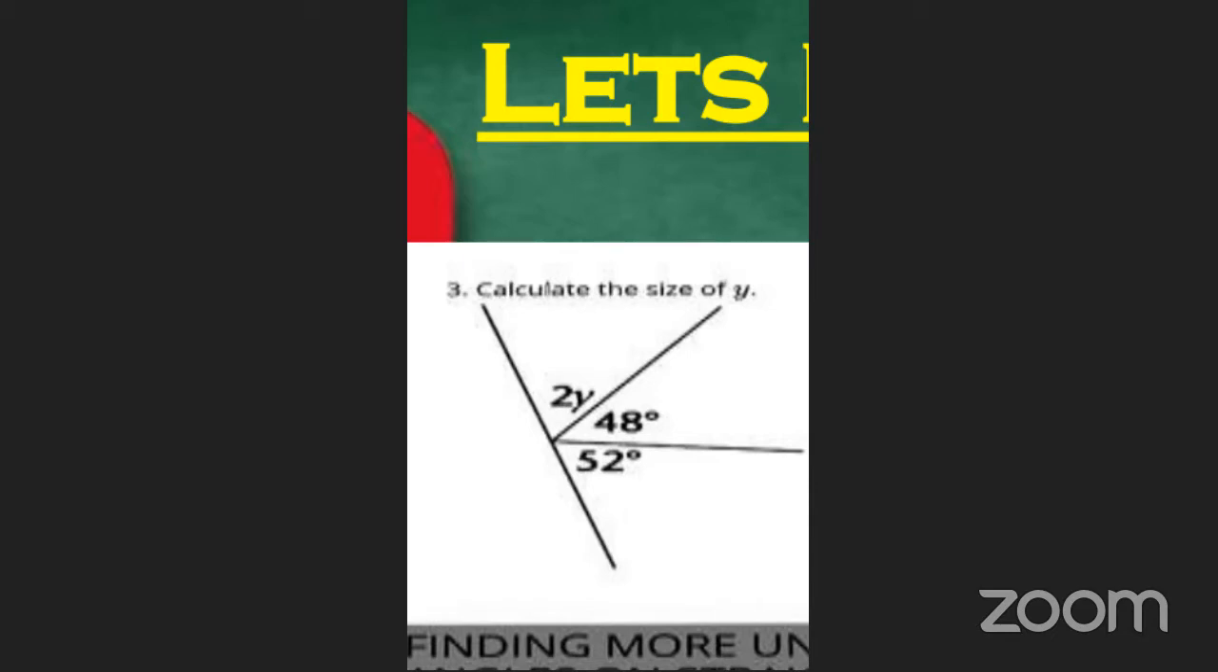Ne? You will understand. So please write your equation. Our equation will be 2y plus 48 degrees plus 52 degrees equals 180 degrees, because we have our line segment, we have our straight line there. You see that straight line there, that's our line segment, ne? Our straight line, which equals 180 degrees.